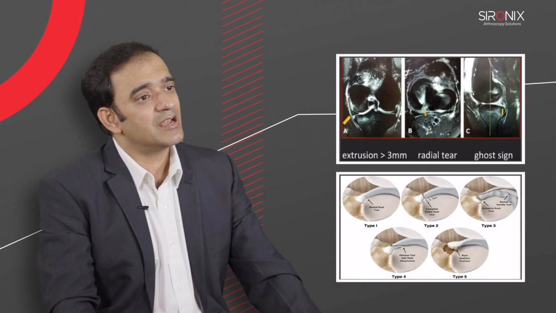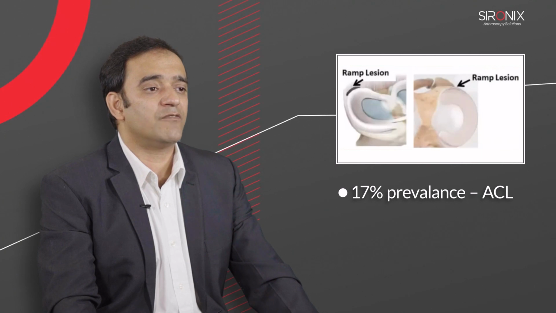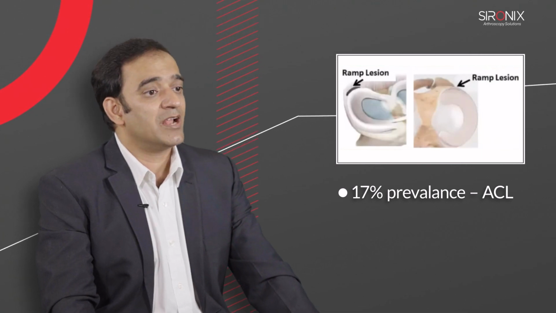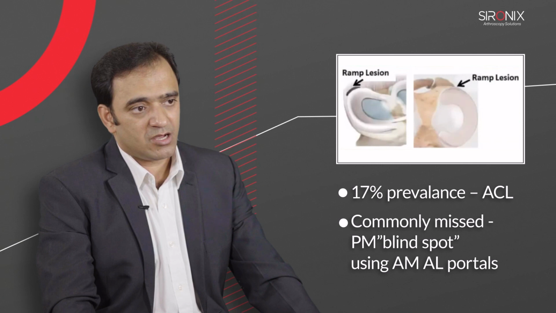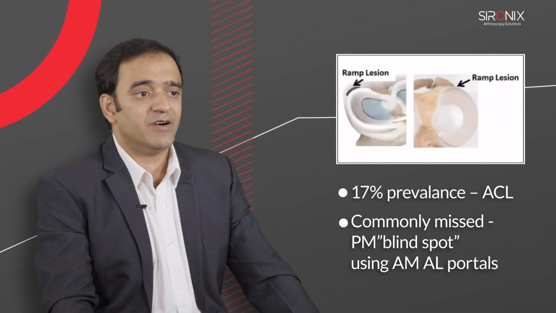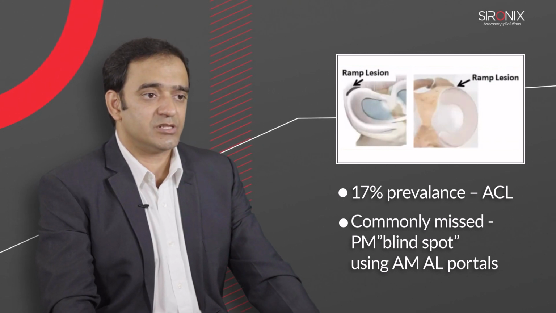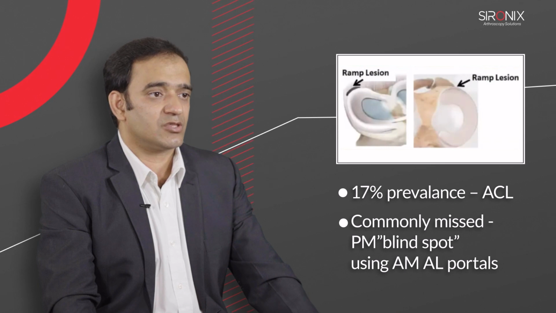Then there are ramp lesions which are present in almost 70% of the ACL tears, and they are commonly missed because there is a posteromedial blind spot while using the anteromedial or the anterolateral portals during routine knee arthroscopy.